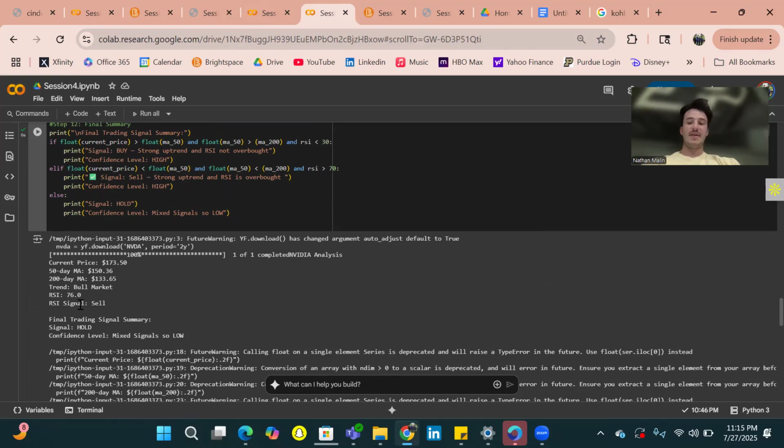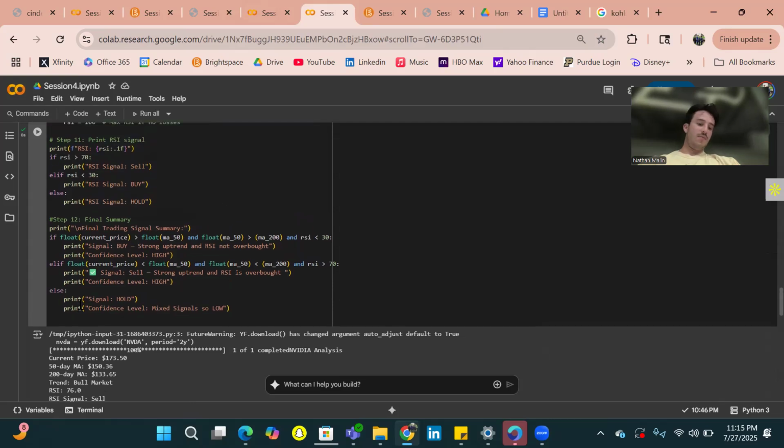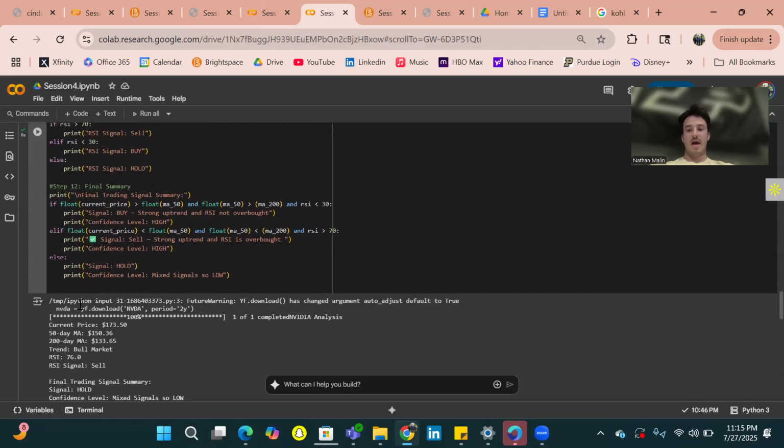Then the RSI is 76, which is slightly higher than 70. And obviously, I'd say this is because NVIDIA is the most popular stock in the S&P 500 at the moment. So that could be a reason why the output would be to sell, that the RSI may be more than 76, as there obviously is so much volume every day going into the stock, as it just reached the highest market cap ever for a stock in the S&P.